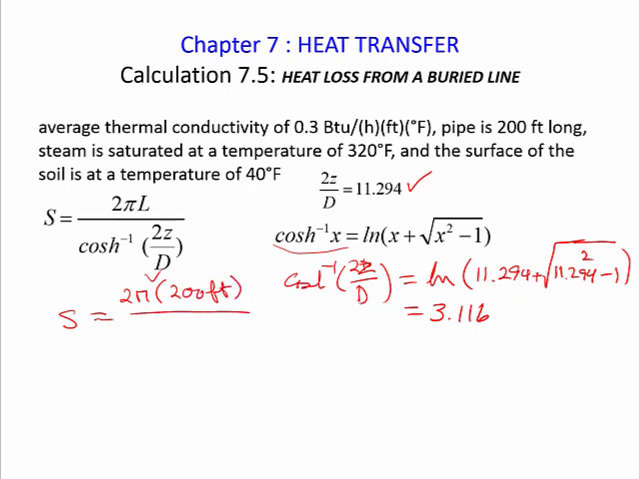Now we can substitute in the equation for S and calculate it as 2 pi multiplied by 200 feet divided by 3.116, and this will give us a shape factor of 403.29 feet.